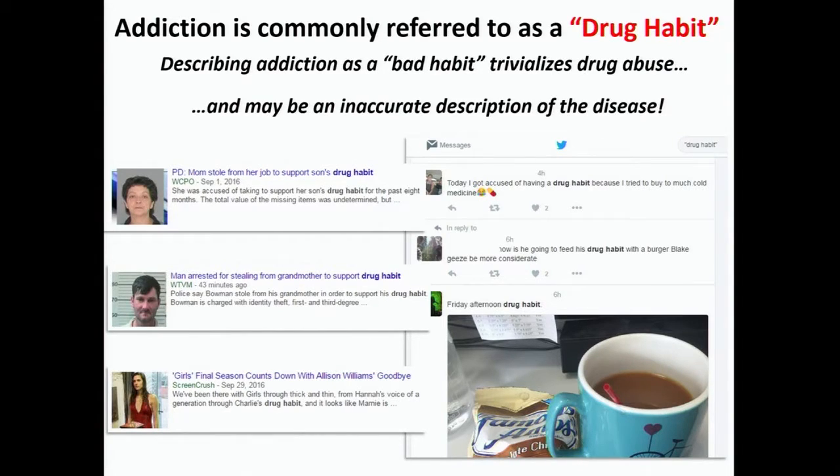And so here are some examples from Google News recently, from early September, talking about a drug habit in the literature. Also some quotes from Twitter talking about a drug habit being an addiction to Famous Amos cookies or something like that. Now, food addiction is a big problem and involves a lot of the same sort of biological factors, but you can see how this term drug habit might be a bit overused in the public.